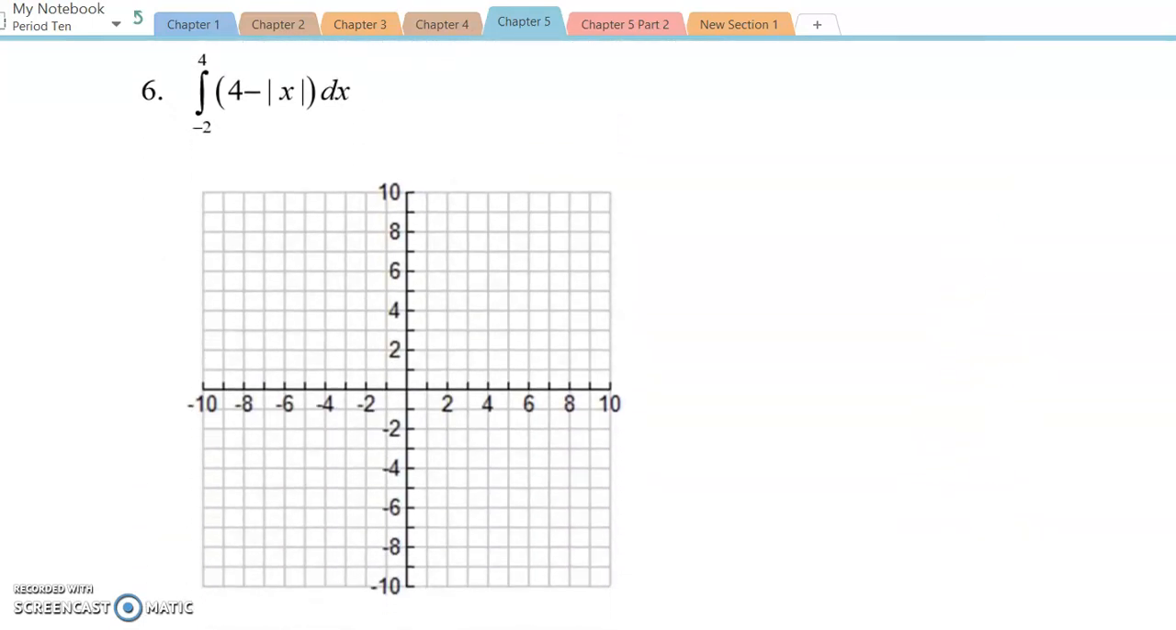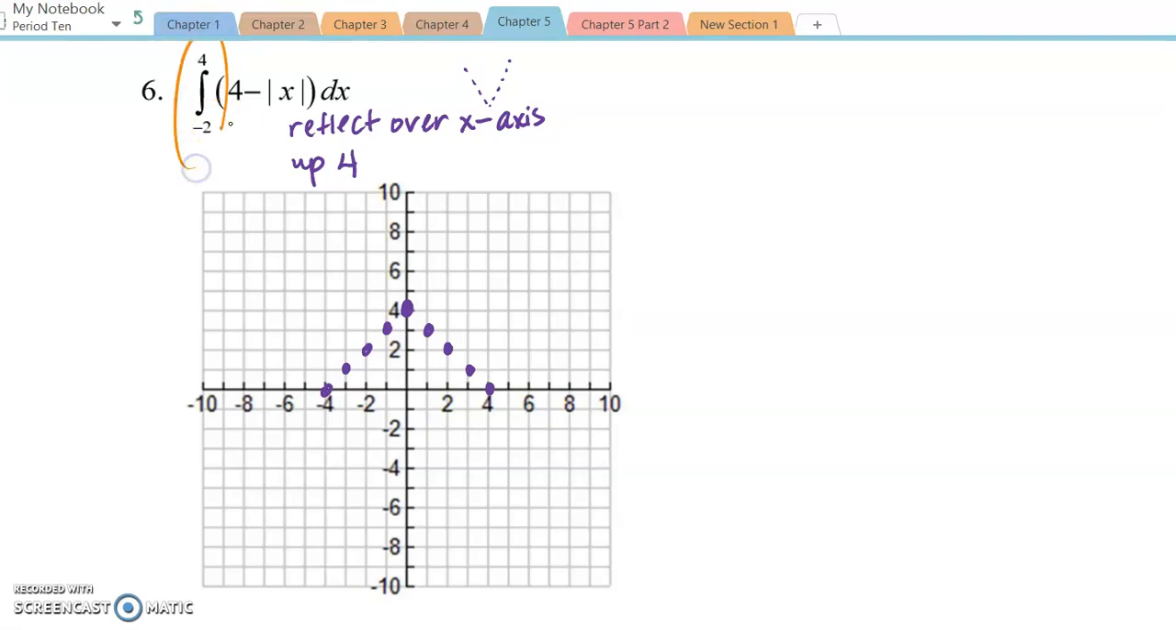Number 6, the function is 4 minus absolute value of x. Remembering what your transformations were like in previous courses, the absolute value function is a v. And so this is reflect over the x-axis, and then it's also going up 4. So it should look like this. It's an upside down v because it's been reflected over the x-axis, and then the entire graph goes up 4.